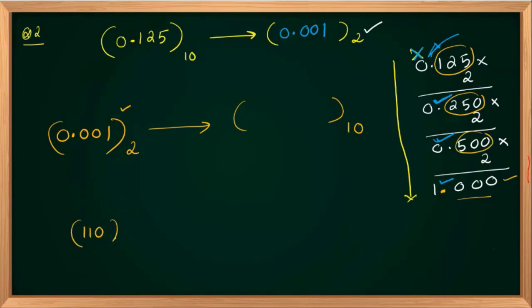That is, if you are asked to convert 110 base 2 into a decimal number, what we will do is take the first digit multiplied by the base power, total number of digits minus 1, 3 minus 1, 2, plus another digit times 2 power 1, plus another digit, that is 0, times 2 power 0. So I will get 4 plus 2, 6 in decimal.